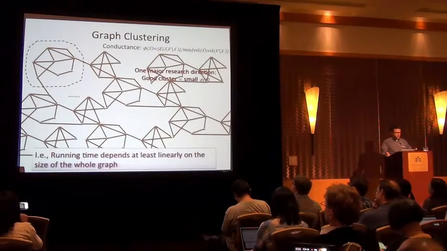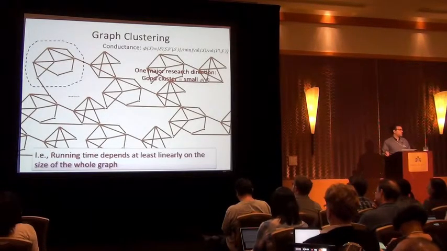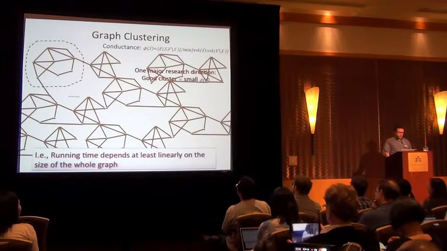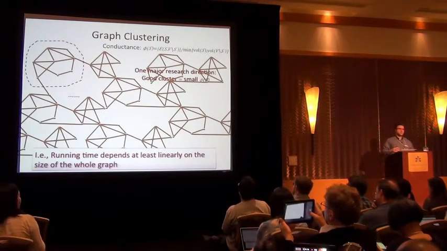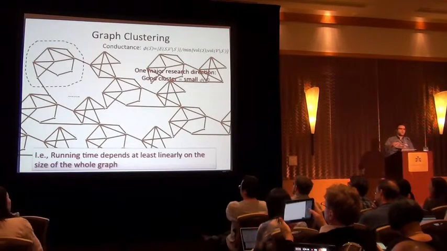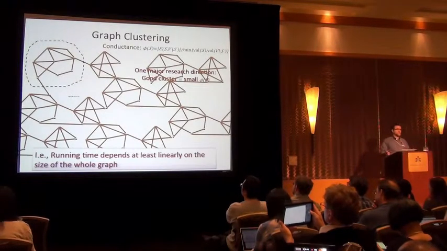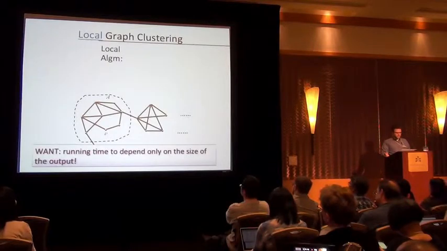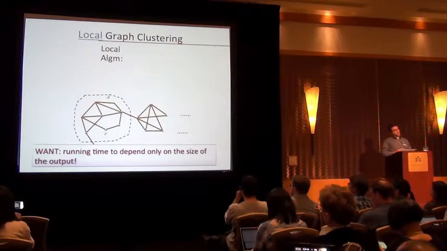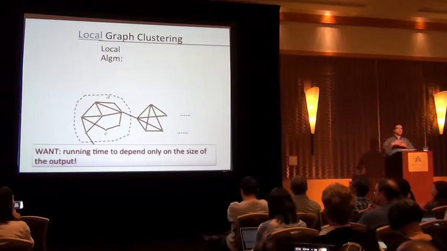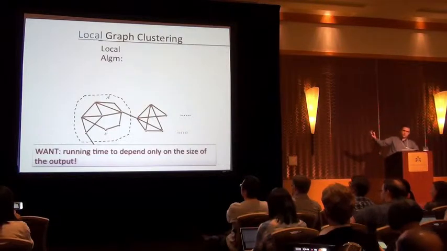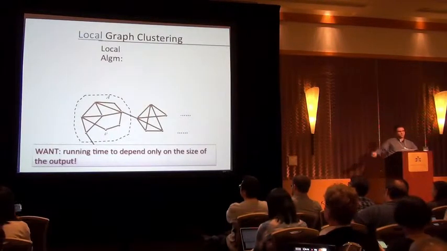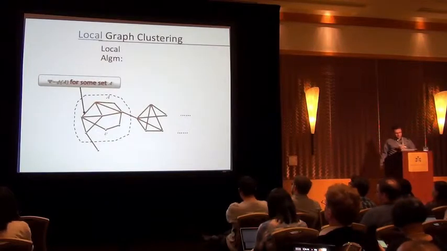Let's understand what we mean by that. For global algorithms, the running time may be linear in terms of the total size of the graph, but the size of the graph might be much larger than the size of the cluster that we want to output even. So what do we mean by local clustering? We want to find an algorithm that has this property that the running time of the algorithm should be a function of the output that we produce. So the running time should depend only on the size of the output. So let's define that more properly.